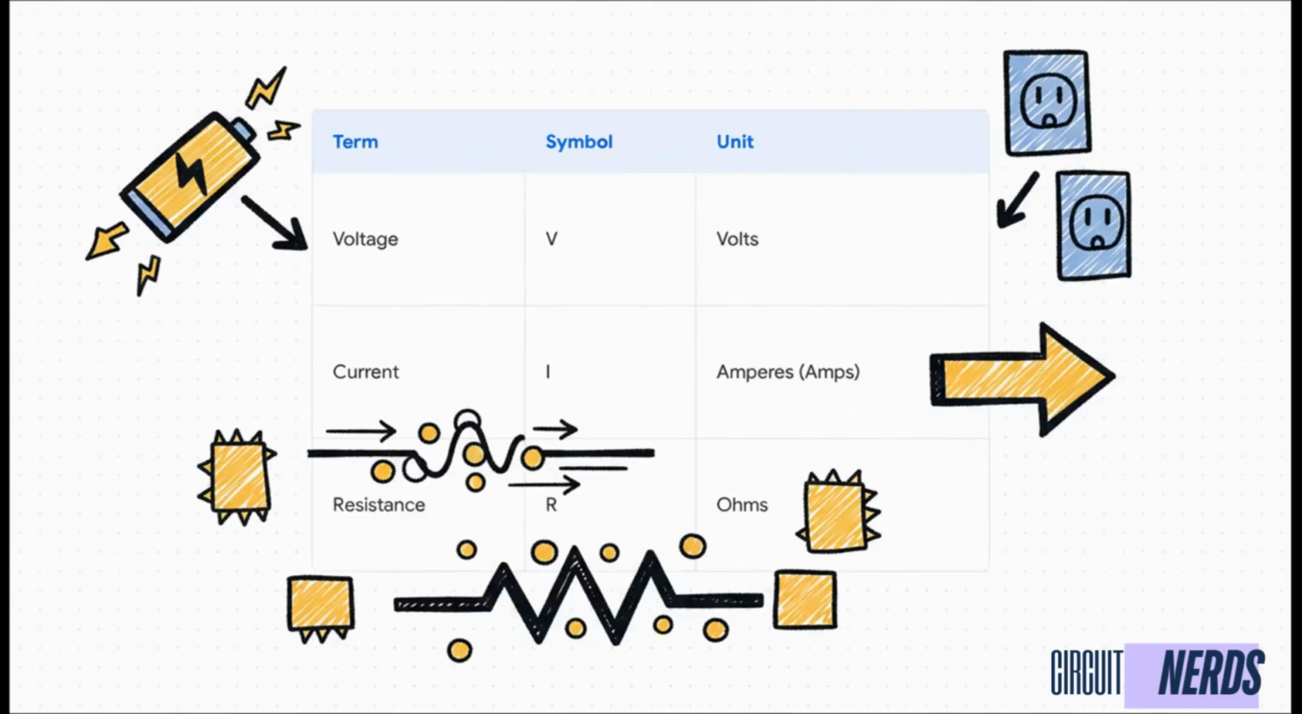Okay, so let's look at the lineup. First up, we've got voltage. That's V, and we measure it in volts. Just think of this as the electrical pressure that's all built up, ready to push those electrons through a wire. Then you've got current, represented by I, which we measure in amps. This is the actual flow, like how many electrons are zipping past a certain point every second. And last but not least, we have resistance, or R, measured in, you guessed it, ohms. This is anything in the circuit that's trying to slow that current down.